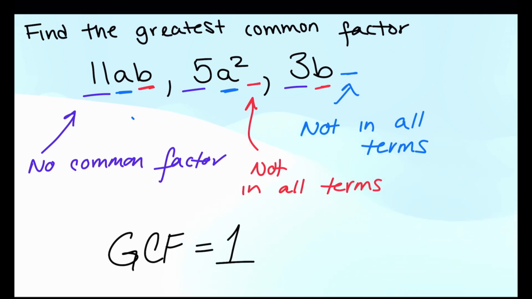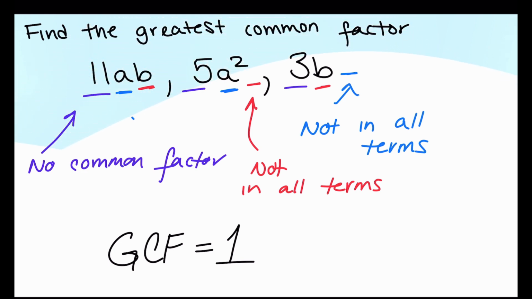Okay, what about the b? There's a b in the first term, and there's a b in the third term, but there isn't one in that middle term. The b is also not present in all three terms. So these three terms, we could say they don't really have a common factor. When that happens, you could say your greatest common factor is 1, because everything is divisible by 1. 1, I guess, is the largest thing we can divide these three terms by.